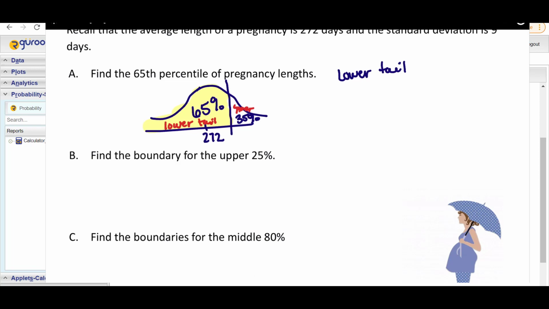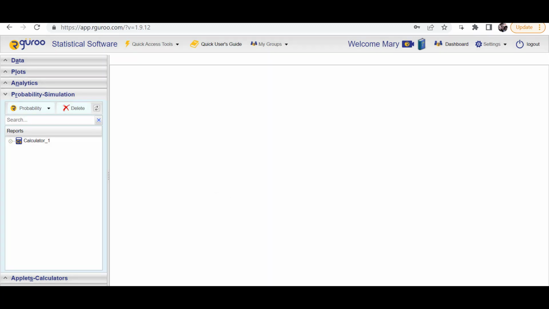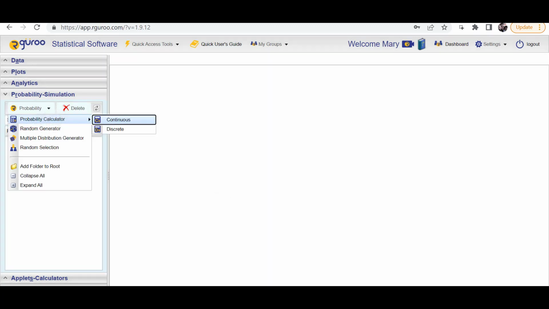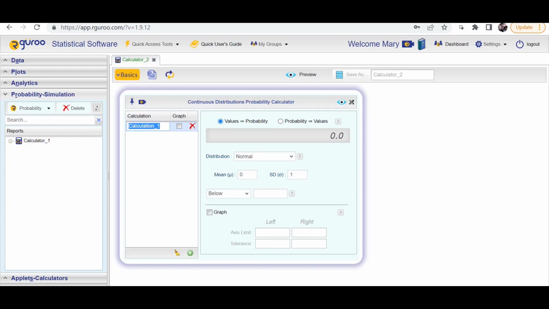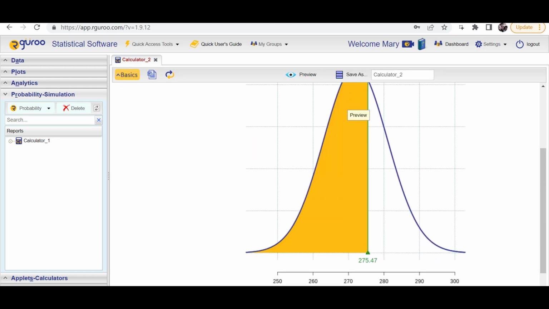So going back here, we are going to do probability calculator, continuous. We're going from probability to values. Mean is 272 with a standard deviation of 9. And we're choosing lower tail. And you have to put in as a decimal. The lower tail is 0.65. And it looks like we get 275.47.